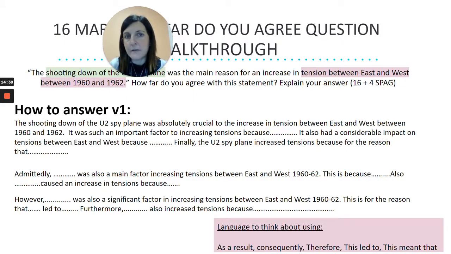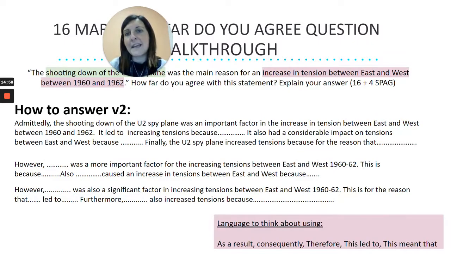So why did it lead to increasing tensions? Your second paragraph will then start, admittedly, and you will choose a second event that was also a contributing factor. And then your third paragraph will be your third event that was also a contributing factor.